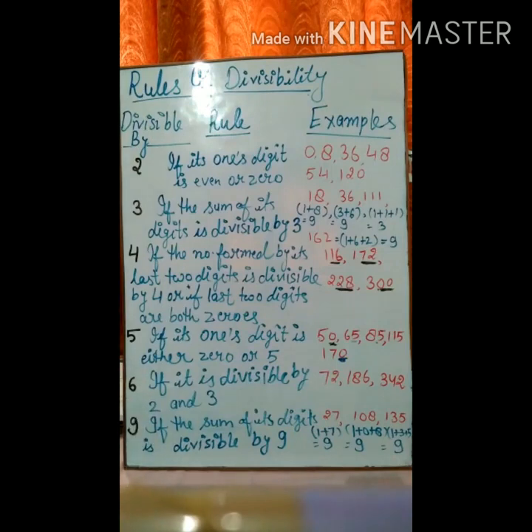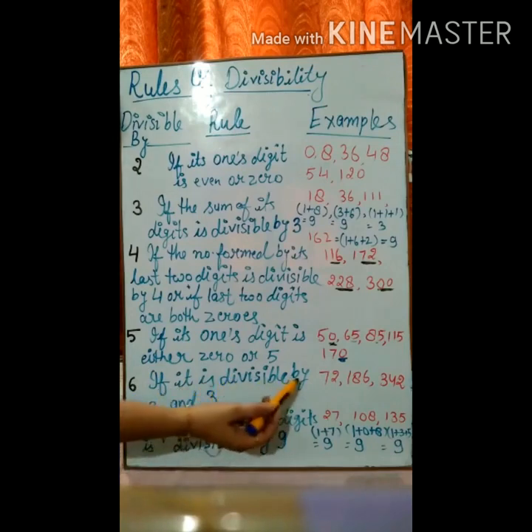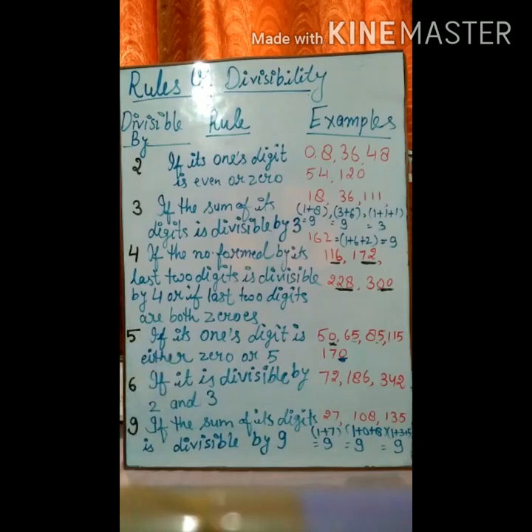Next is 6. What is the rule for 6? Let's see. If a number is divisible by 2 and 3, if the given number is divisible by both 2 and 3, then we can say that the given number is also divisible by 6. How?